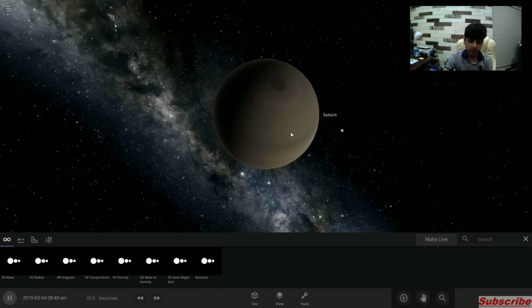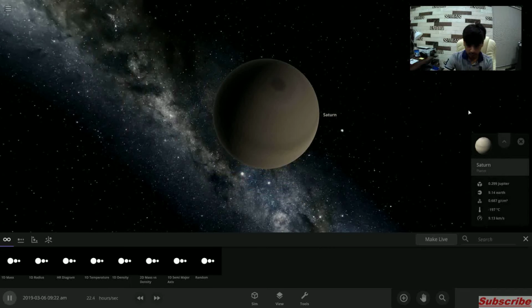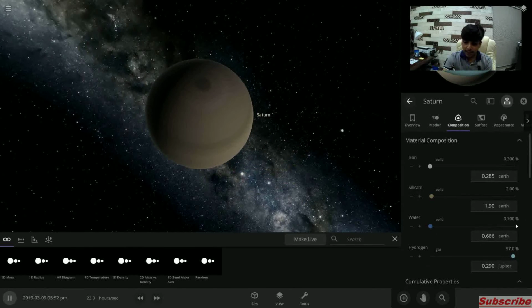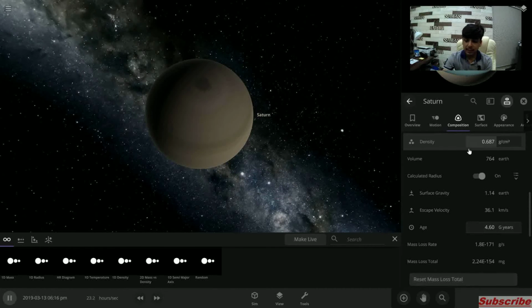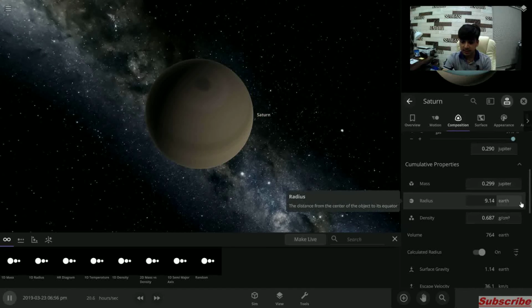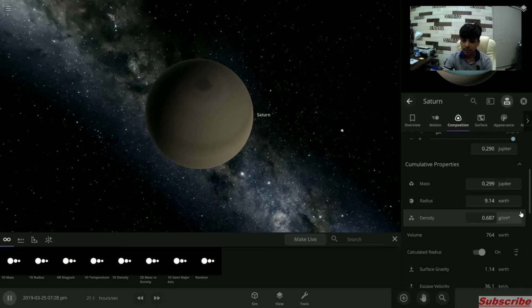Anyway, just like Jupiter, it is mainly made out of hydrogen. It is the second biggest planet. It has the mass of 0.299 Jupiters. The radius is 9.14 Earths, and the density is 0.687 Gs.